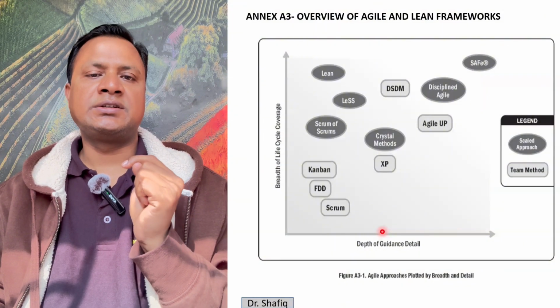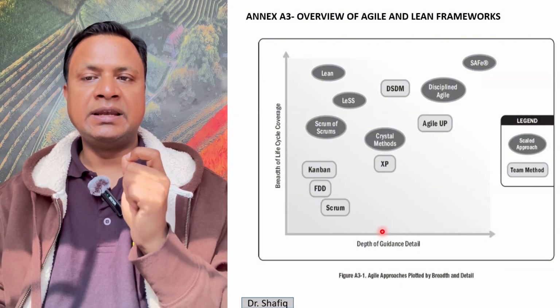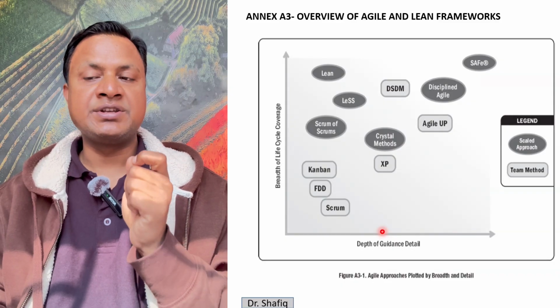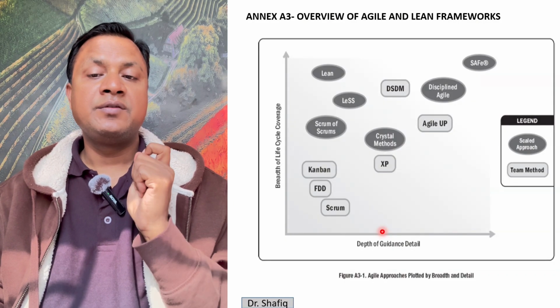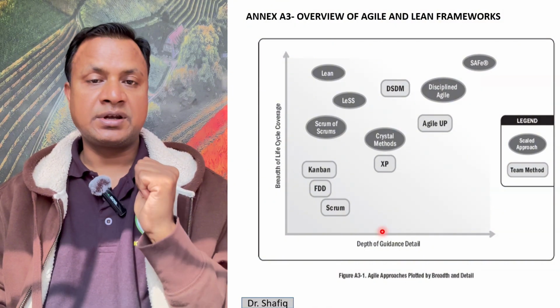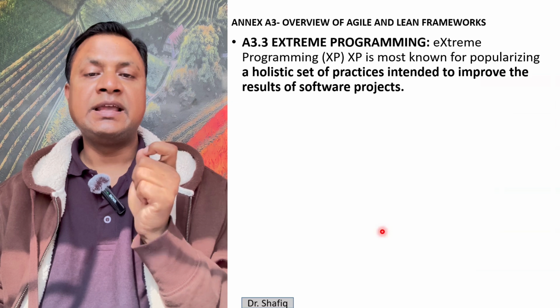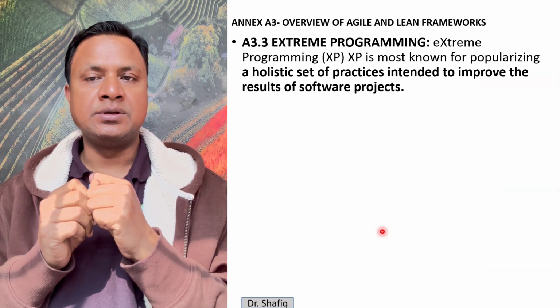All these things are actually part of the Scrum process: Lean, LeSS, Scrum of Scrums, Crystal, milestone, disciplined agile, SAFe, Kanban, feature driven development. All these will be discussed now. Next is extreme programming. In brief, we call it XP.